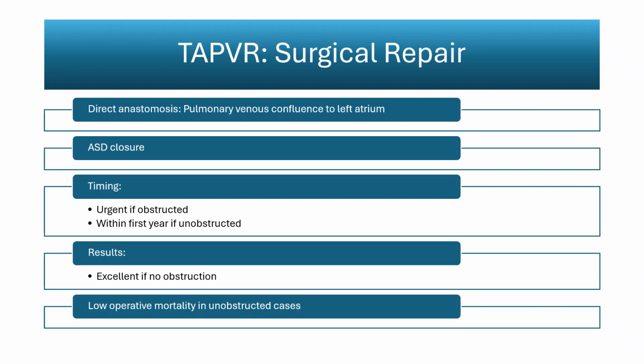When performed promptly and completely, surgical outcomes are excellent. The key determinant of success is establishing unobstructed venous flow to the left atrium, since residual narrowing or missed connections can compromise systemic oxygenation. Advances in operative techniques and perioperative care have markedly improved survival, making timely repair both urgent in obstructed cases and highly effective in unobstructed presentations.